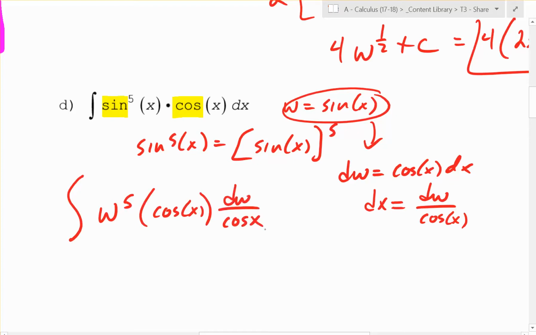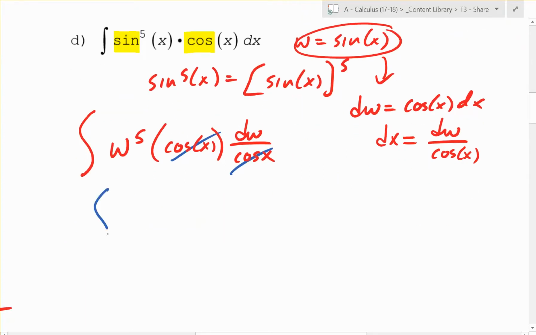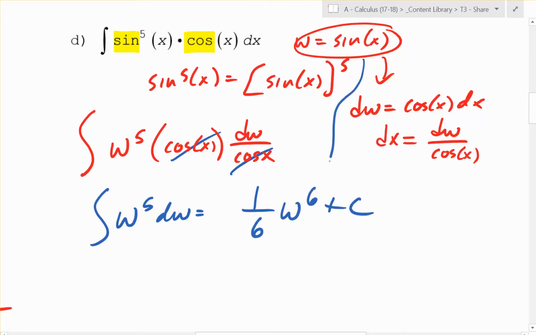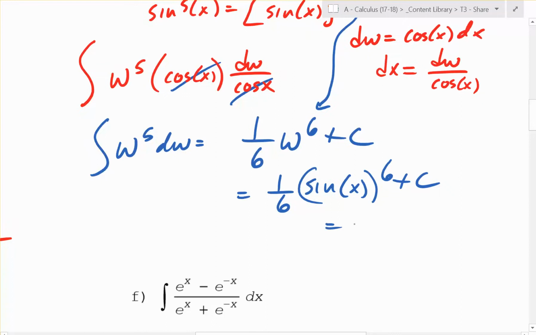And does something really nice happen? Yeah, the cosines cancel. We love that because it gets us down to one variable, which is w to the 5th dw, which we can integrate to be 1/6 w to the 6th plus c. But what does w equal? Sine. So our final answer would be 1/6 sine of x to the 6th power plus c, which you could write a little differently as 1/6 sine to the 6th x plus c. It's just a little clearer that way.